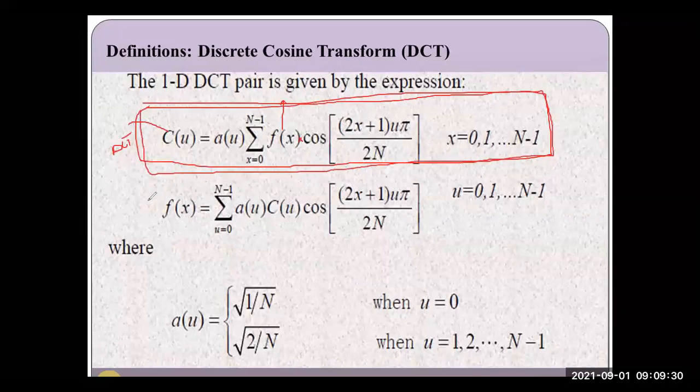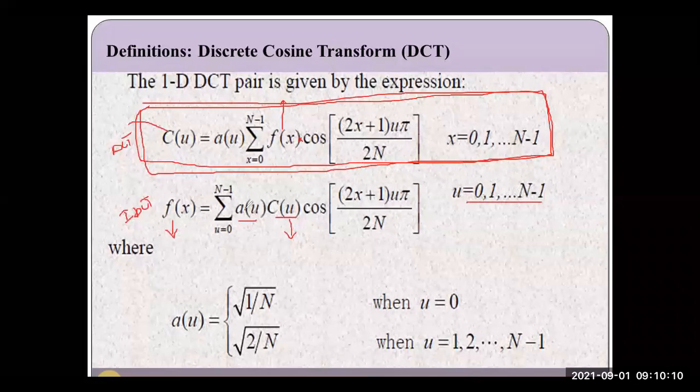Similarly, the inverse will be the inverse discrete cosine transform. We use the inverse to regenerate the image, which is denoted by f(x). This will be my original image, given by the summation of u equal to 0 to n minus 1 of A(u) C(u), where C is your frequency domain, or discrete cosine transform coefficient, multiplied by cos of (2x plus 1) u pi by 2n, where u ranges from 0, 1 to n minus 1. It will be discrete in nature.